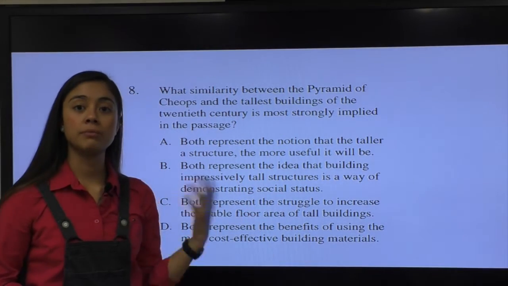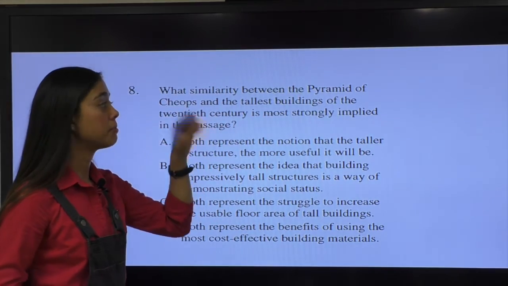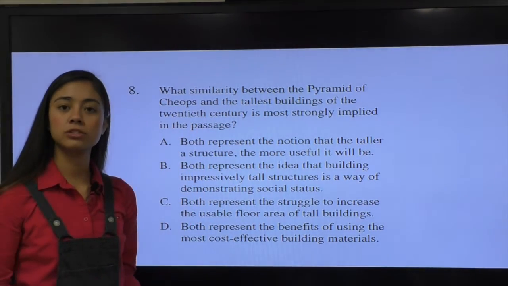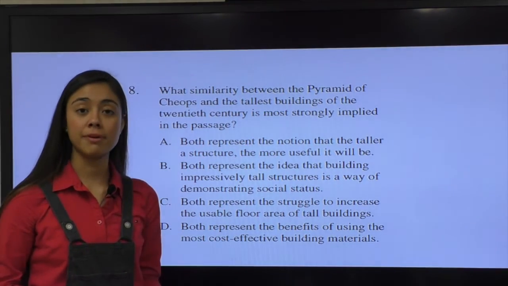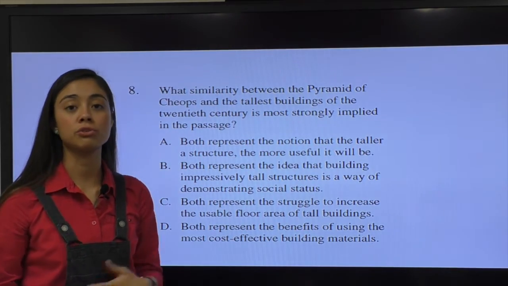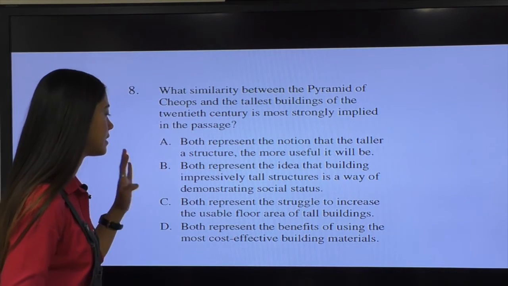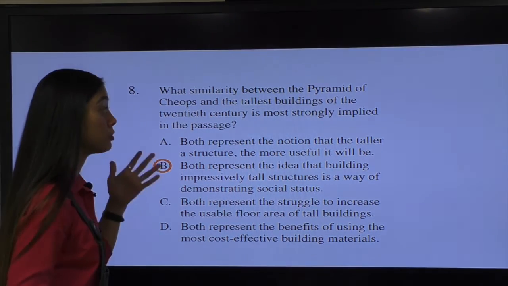So we saw that when we read, the Pyramid of Cheops showed the ruler's power, that is a form of social status. And for the skyscrapers, if they drove up property values, that means that social status is also implied. So in that sense, B is the one that pertains most to their similarities.